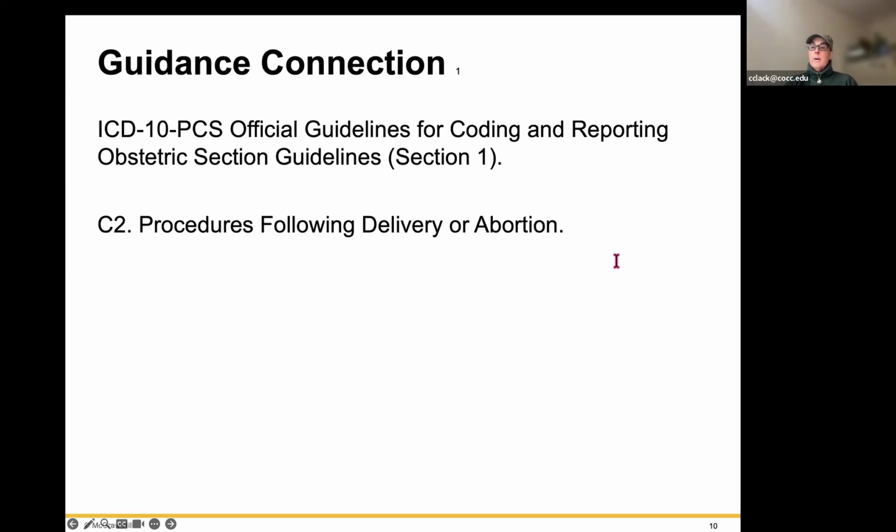Your takeaway for coding practice: do not assume everything is part of the delivery. Read the note, identify whether there was a distinct reportable procedure after the delivery or abortion, and then you want to apply that guideline to decide if there's an additional PCS code that may be needed.